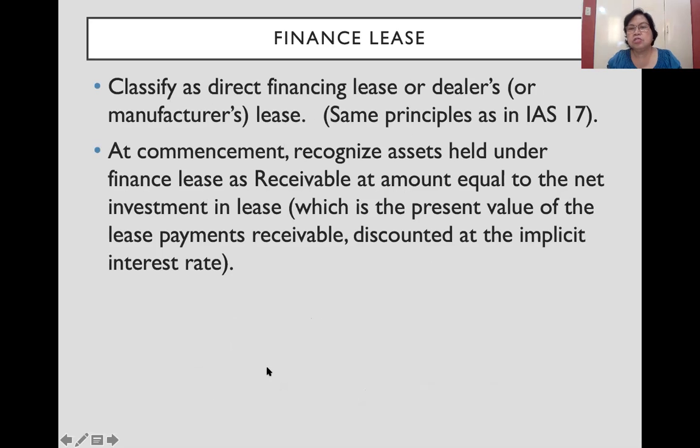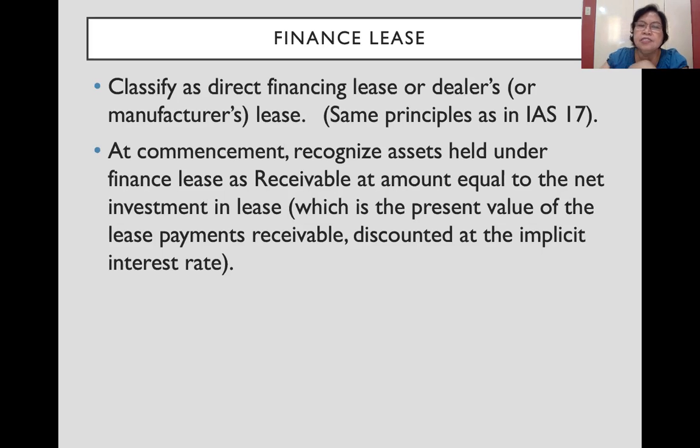Okay, so we are now shifting to finance lease. Again, finance lease is in effect sale of asset by the lessor to the lessee. So, finance lease is accounted for either as direct finance lease or dealer's lease. Again, these are not alternative accounting methods. There are some leases which must be accounted for as direct finance lease and some leases that must be accounted for as dealer's lease or manufacturer's lease.